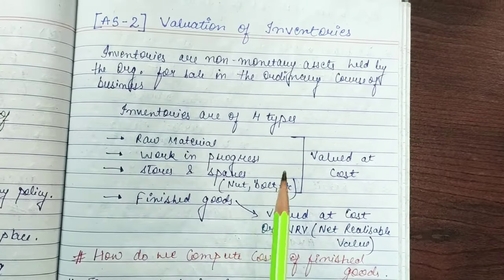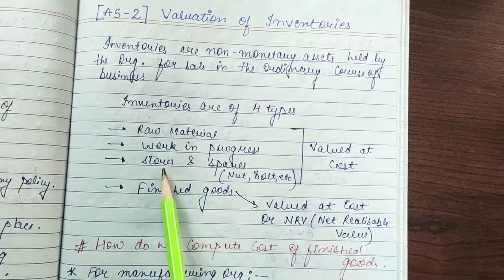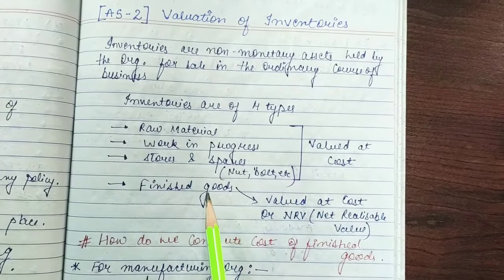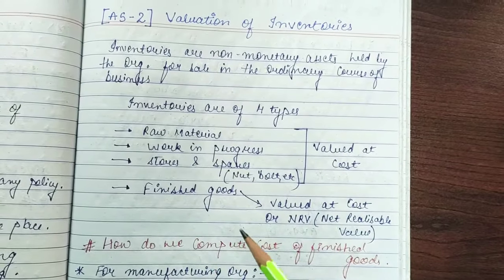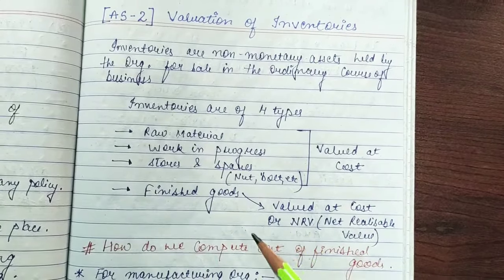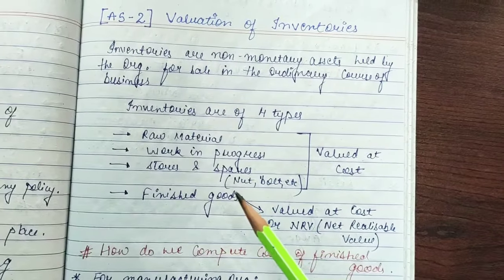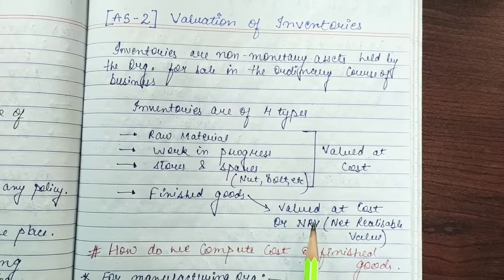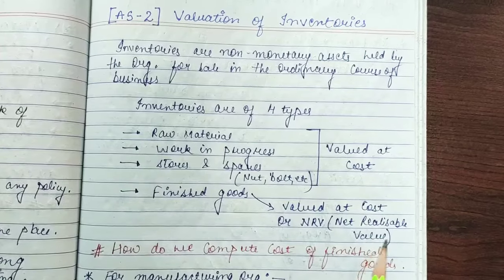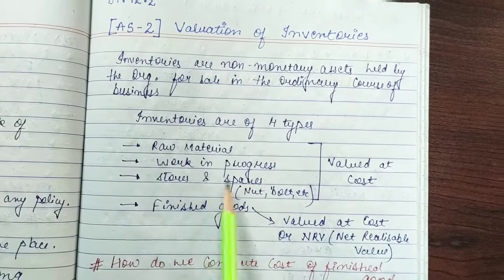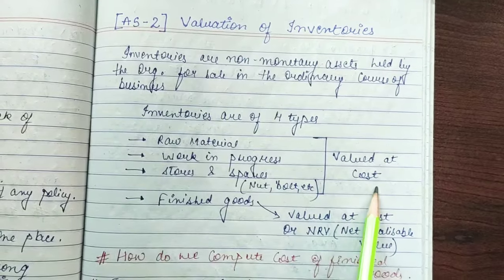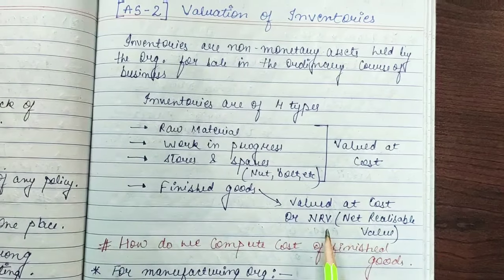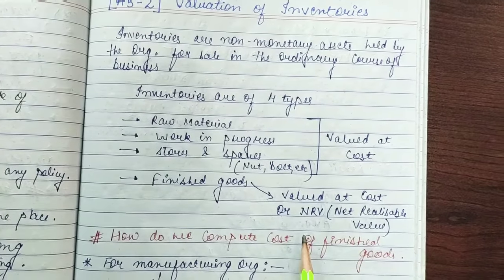Now inventories, देखो, inventories are of 4 types: raw materials, work in progress, stores and spares, that is nut, bolt, etc., and finished goods. So you might have heard this line that inventories are valued at cost or NRV, whichever is less. But no, inventories are not valued that way. It is only the finished goods that will be valued at cost or NRV, that is net realizable value, whichever is less. So raw material, work in progress, and stores and spares will be valued at cost itself, and only finished goods will be valued at cost or NRV, whichever is less.